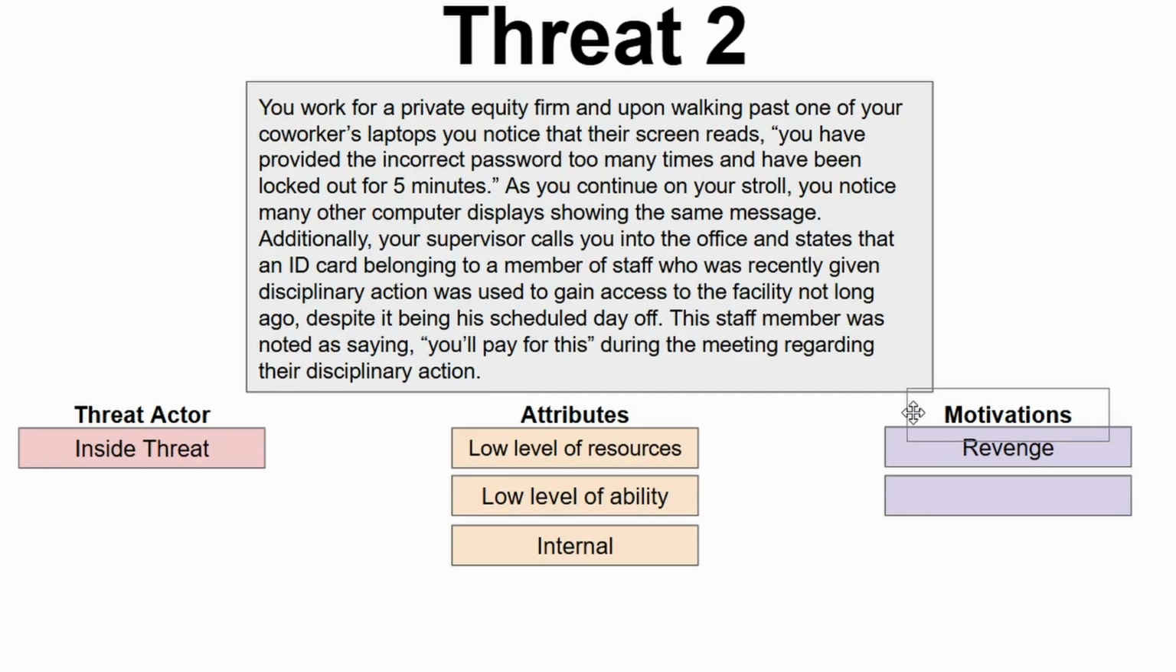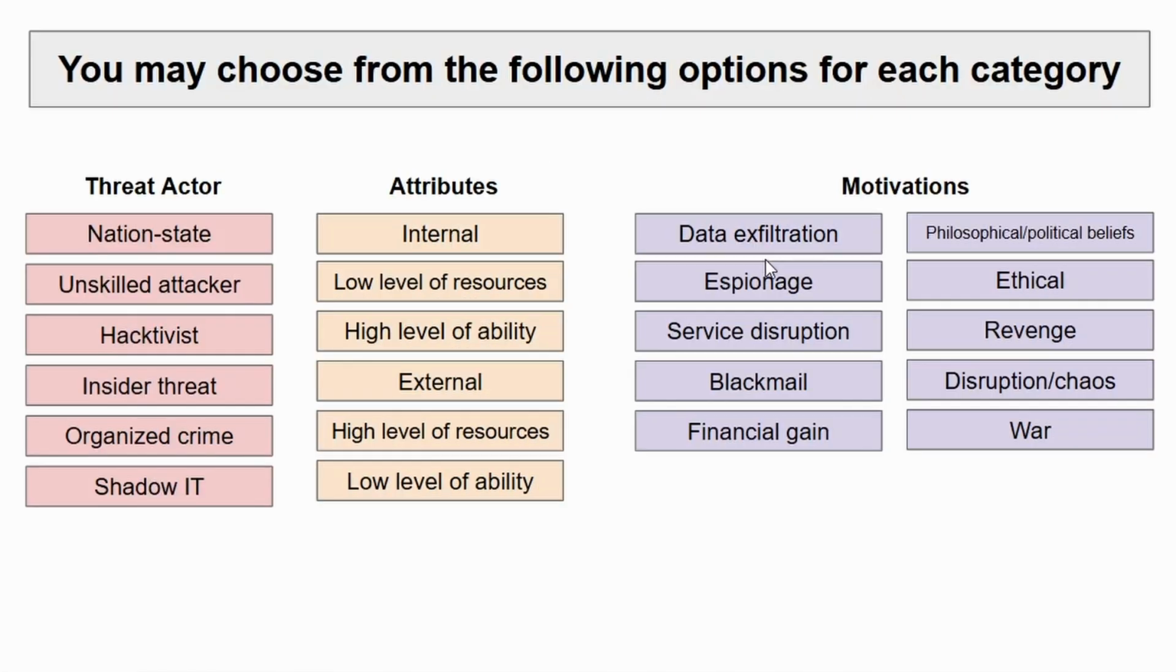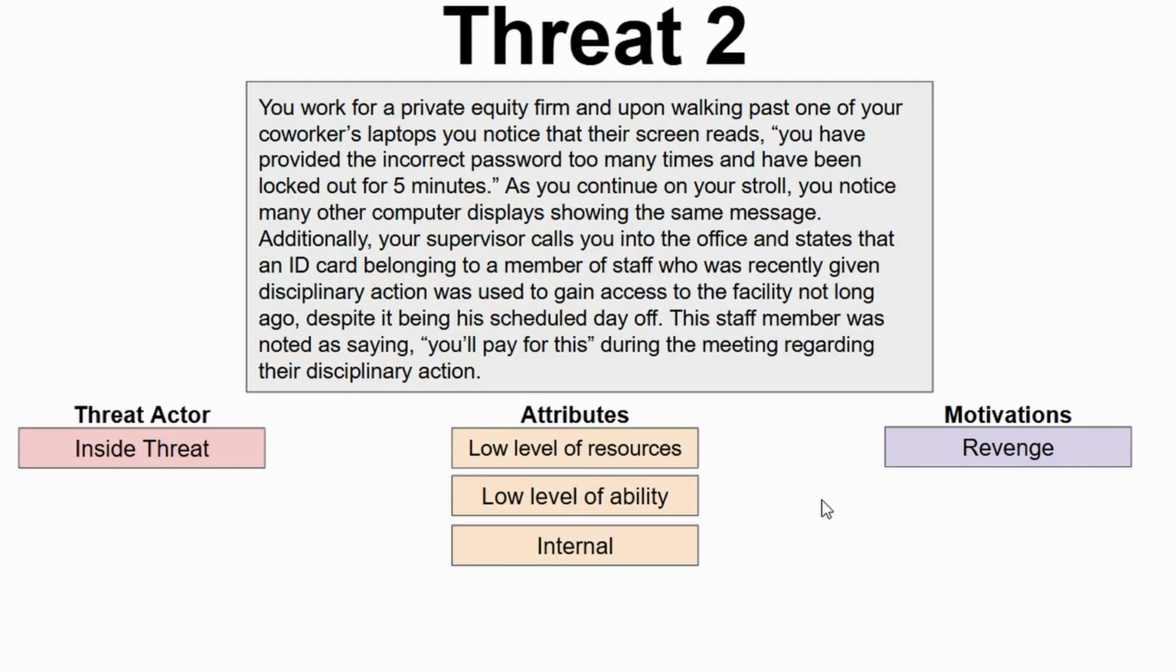Now, we don't actually know what they wanted to do once they would get in. There's no details about that given to us here. So that means the only motivation we can comfortably discuss is likely revenge, because the other ones, if we have a look, right, there's nothing about whether or not he's trying to get data out, nothing about him being a spy, nothing about him trying to disrupt a service, nothing about him trying to blackmail, nothing about financial gain, nothing about any of this. The only real thing we know is he probably wanted revenge because he was recently given disciplinary action. So that is what the correct answer for that would look like.